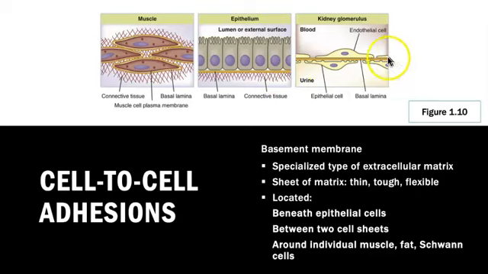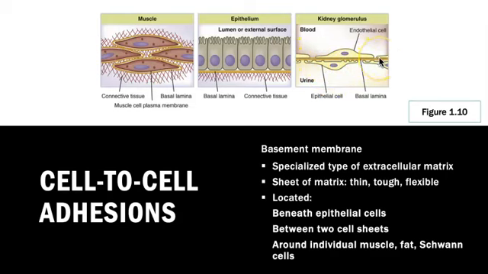And areas where we're going to find them is beneath an epithelial layer of cells. So right over here we see these simple columnar epithelial cells sitting on a basement membrane, which is also known as the basal lamina. We can find them between two sheets of cells like we do within the kidney's glomerulus. You could see the endothelial cells on either side of the basement membrane.